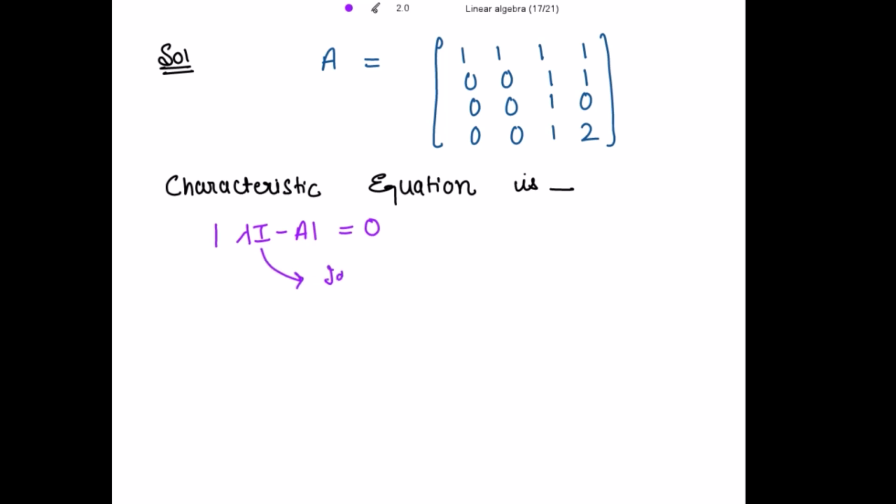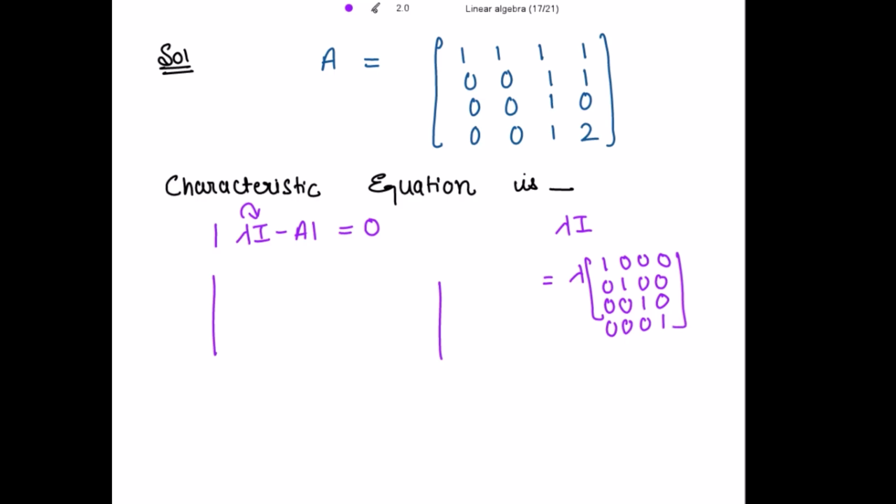Where this I is the identity matrix, the 4x4 identity matrix. So let's solve this. The determinant of, okay, if I multiply this lambda with this identity matrix, what do I get? This is the 4x4 identity matrix. And when lambda is multiplied with this, we get lambda 0 0 0, 0 lambda 0 0, 0 0 lambda 0 and 0 0 0 lambda. And then we need to subtract this given matrix A from this.